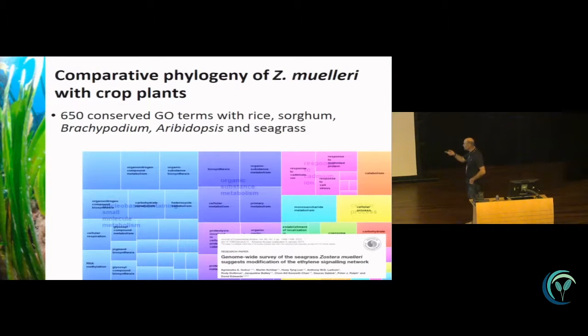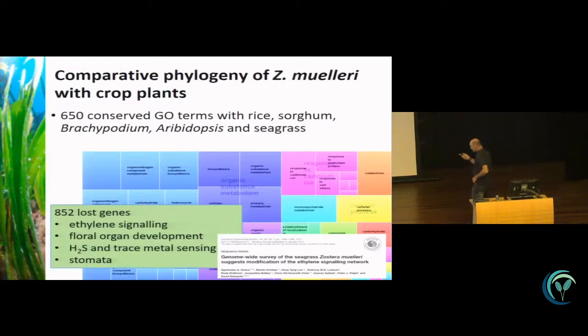We did the usual thing. We worked out what it was different from Arabidopsis, Brachypodium. There's 650 conserved gene ontology terms with all of these other model higher plants. But that's not the most interesting thing for seagrasses. Seagrasses, because of their unique habitat, it's more interesting what they don't have.